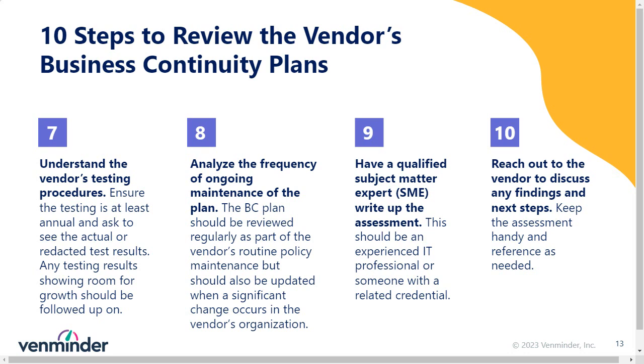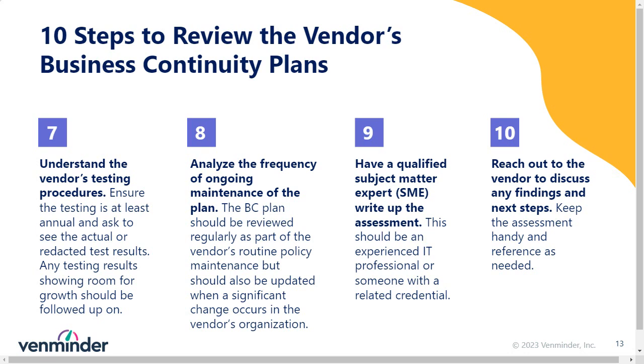Also, analyze the frequency of ongoing maintenance of this plan. The BCP should be reviewed regularly, such as annually, semi-annually, or quarterly, as part of the vendor's routine policy maintenance. But it also should be updated when a significant change occurs in the vendor's organization, as I previously mentioned. Be sure to check the BCP to see when it was last updated or revised as well. The BCP usually will have a revision history in the beginning or ending of the document. If available, check to see if the BCP is reviewed at the intervals that the vendor is stating.